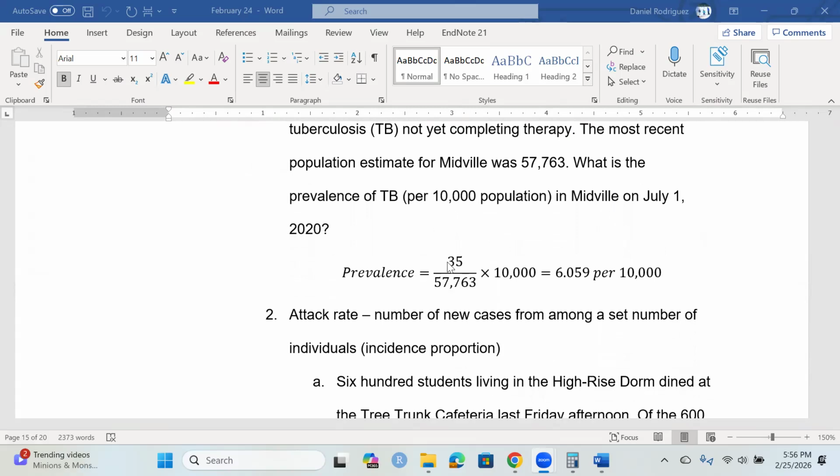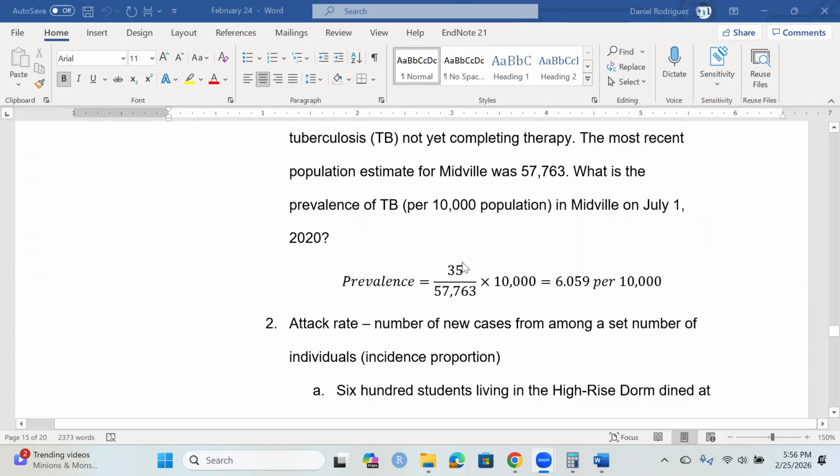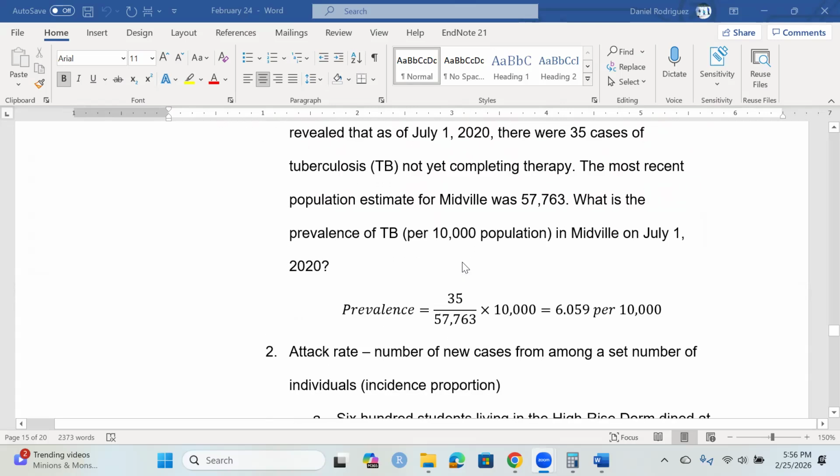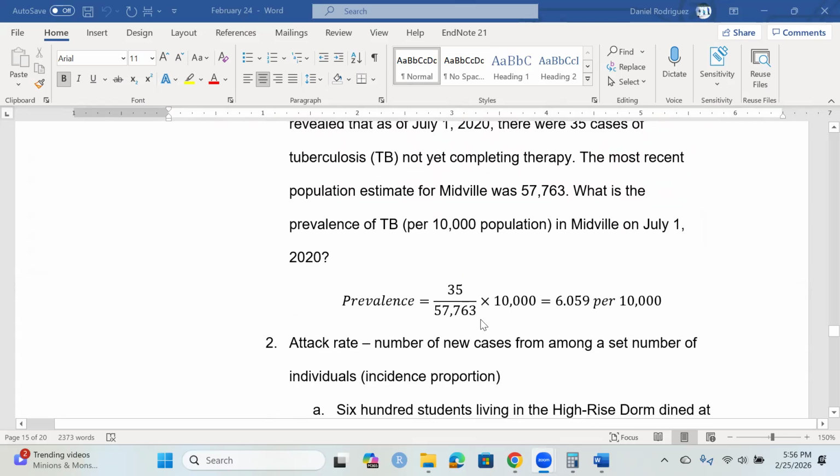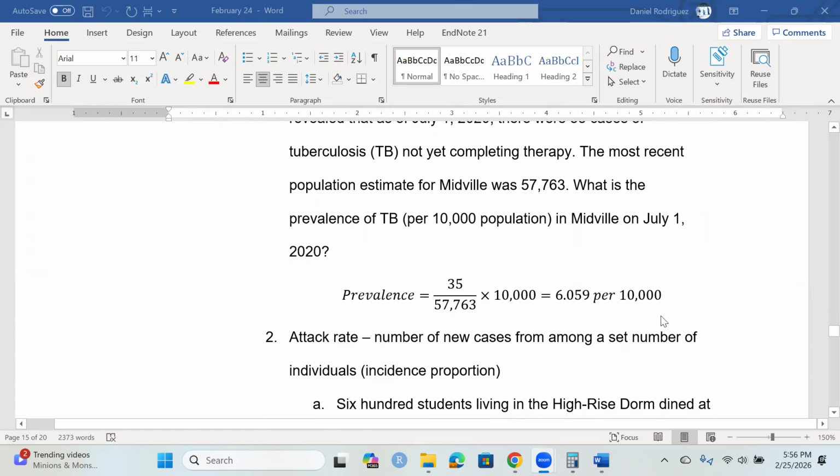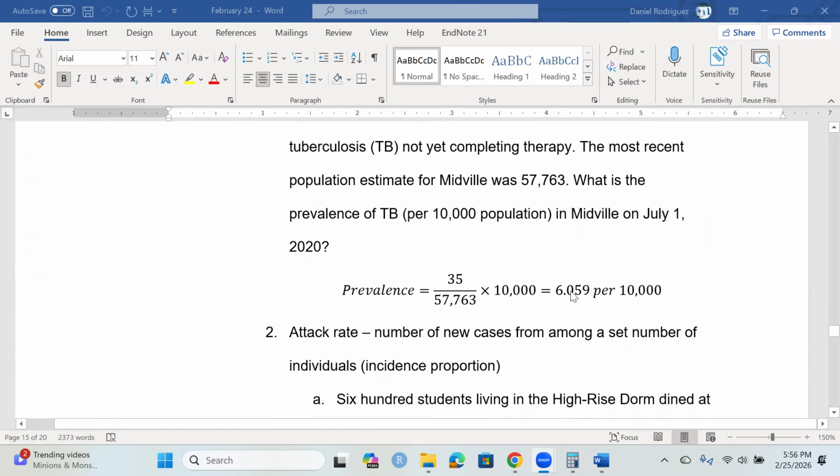So this is a point prevalence because it's one point in time. So we have prevalence is 35 because there were 35 cases, right? Out of the population of 57,763. Then we multiply it by 10,000, we get 6.059 per 10,000. That's how many cases exist. Out of every 10,000, there are 6.059.